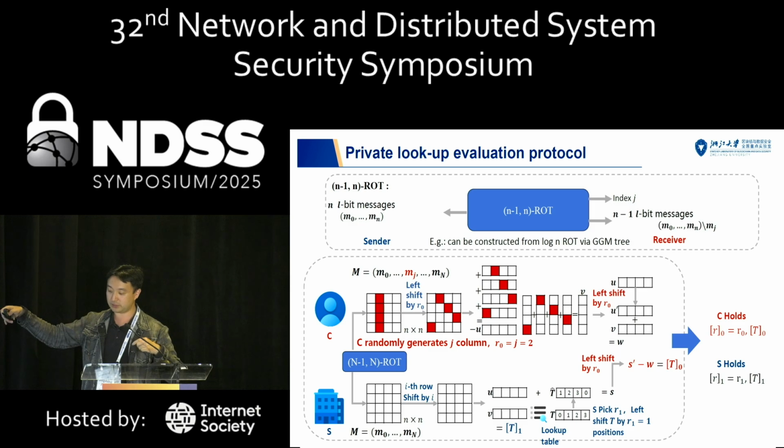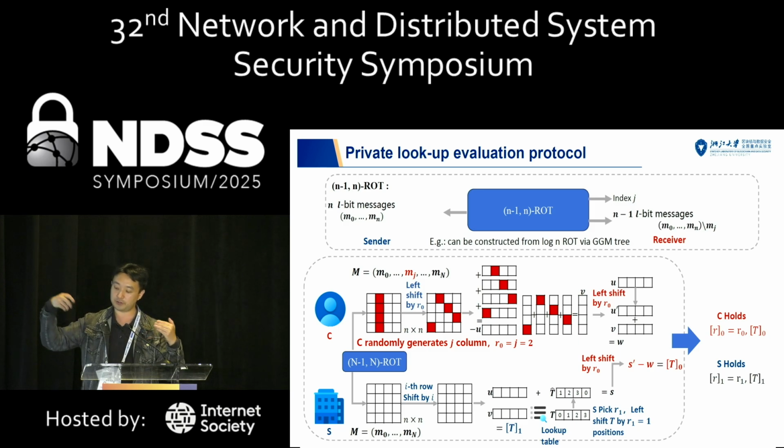Basically, what we do looks fancy and complicated, and I want to skip it. So the C, they are going to do the ROT column-wise. And the red column means the column is missing. N minus 1 out of n ROT means the client does not have the red column, okay? And the server has everything in white, so the server has everything.